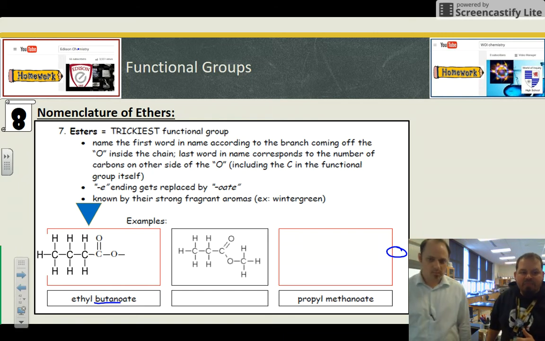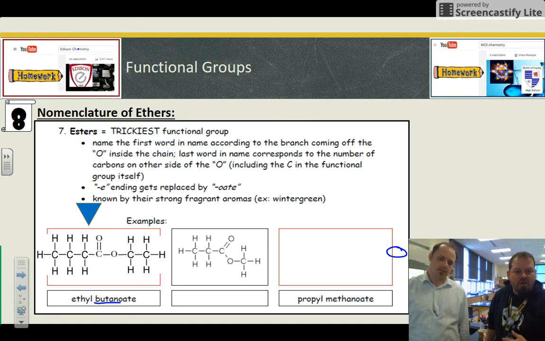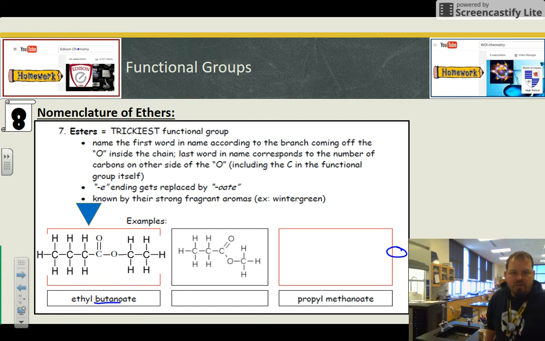Then ethyl tells me how many? 2. So there should be 2 carbons on the other side of the O. There's your molecule, and that's what it looks like. Let me try naming this. Circle the functional group. There we go. And notice there is a 1 carbon side chain, which is methyl.